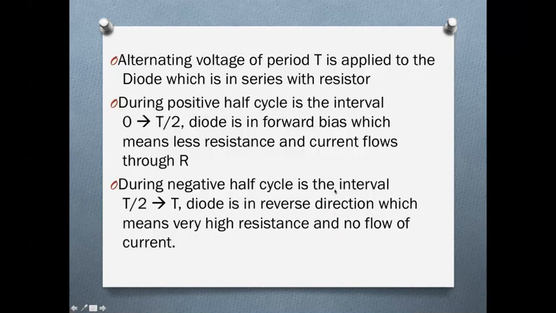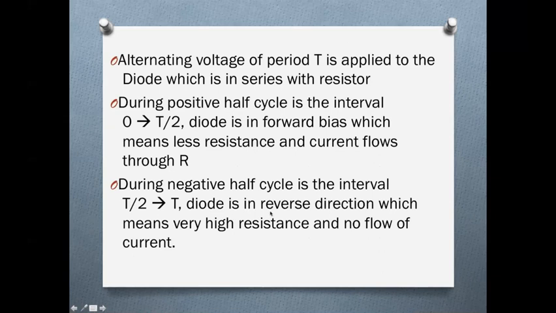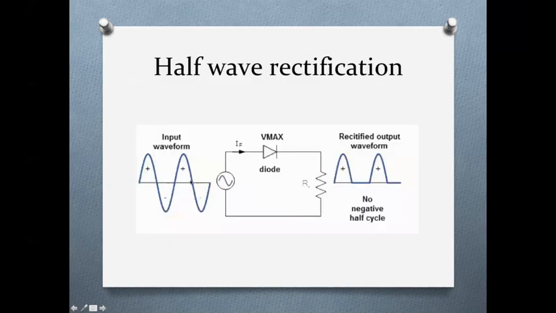During the negative half cycle, the interval is T/2 to T. As I told you, from here it is the T/2 to T interval, so we can say that the negative half cycle is the T/2 to T interval. The diode is in reverse direction, which means very high resistance and there is no flow of current. As you can see, during the negative half cycle there is no flow of current, 0. All right. So this is how half-wave rectification works.